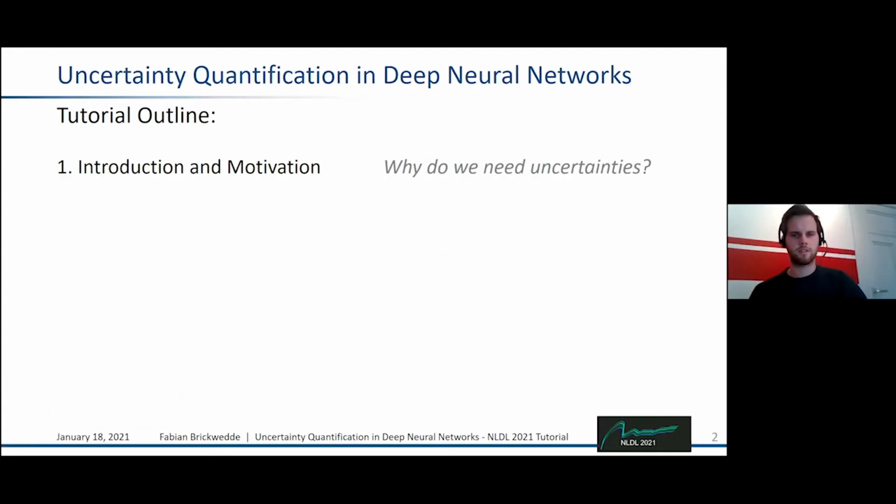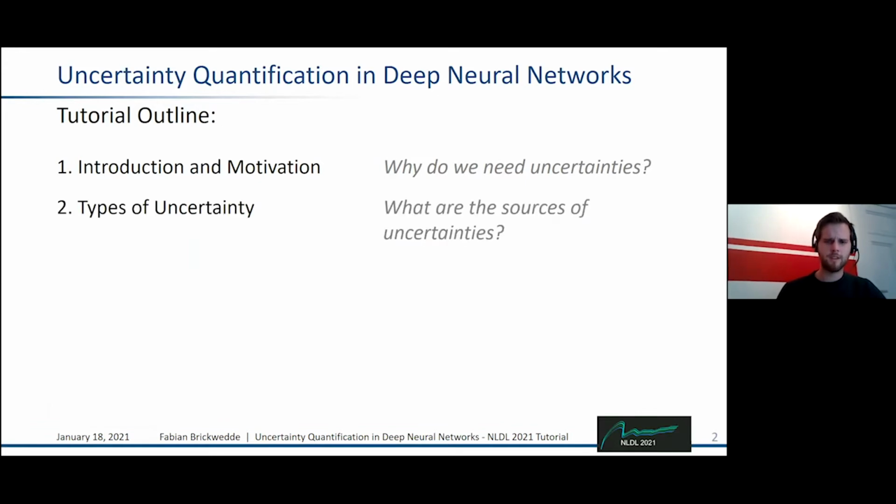This tutorial is separated into 4 parts. The first part will give a short introduction and motivation. So basically, why do we need uncertainty quantification for deep neural networks? The second part explains the different types and sources of uncertainties and also gives an overview of how to quantify those different types of uncertainties.